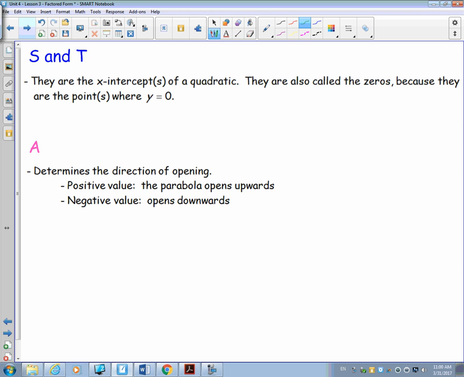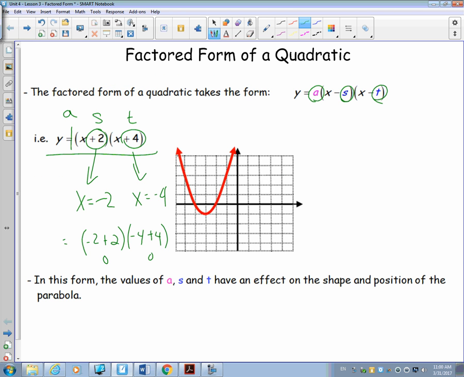Okay, so those are our zeros, also called the x-intercepts. And you should know both words. The letter A determines the direction of opening. If you have a positive value, the parabola opens upwards. If A was negative, it would open downwards. So back to our example here, our A value is a +1, and my graph opens up. Okay, so there's 3 things I could find out really fast: A, S, and T. All I need to do is look at the equation and write them down. That'll tell me some really important things.